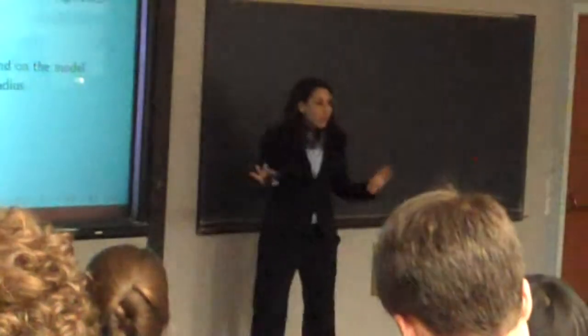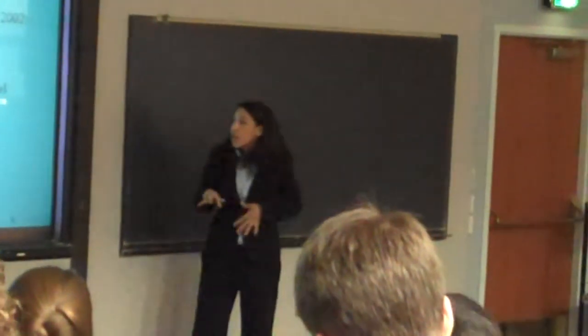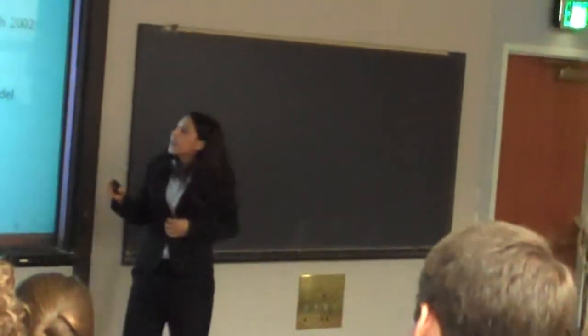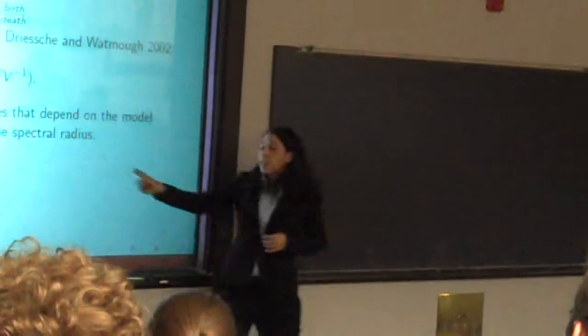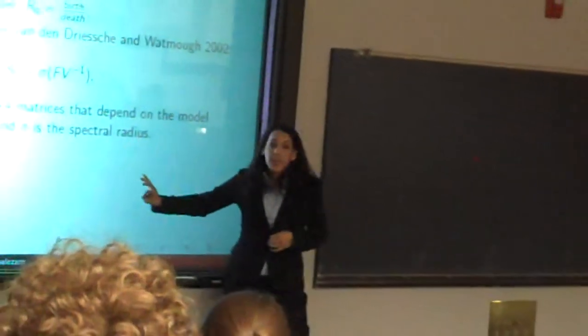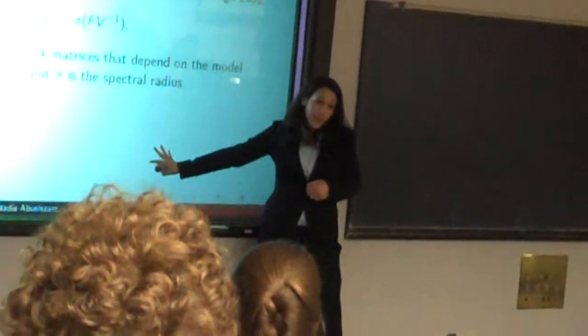But for our model, which is a little bit more complicated and coupled, we actually had to look into the literature for a method that worked. And we found one with Van den Driessche and Watmough, and it's basically taking the spectral radius of this matrix product, where those matrices are coming from the model.